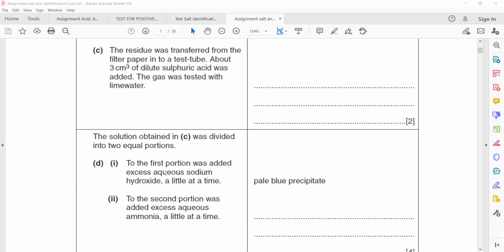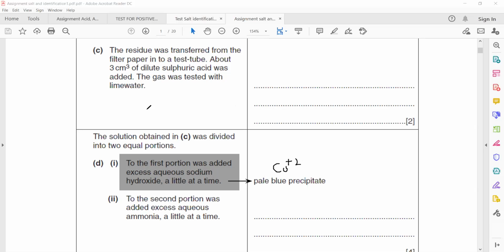Next, to the first portion, we add sodium hydroxide, a little at a time. If I add a small amount of sodium hydroxide and I observe a blue precipitate, which positive ion is present? You can use the table for the positive ion. This is a test for the positive ion. Whenever a blue precipitate is there, this gives you an idea that copper 2 ion is there. So this confirmed that this is copper 2 ion.